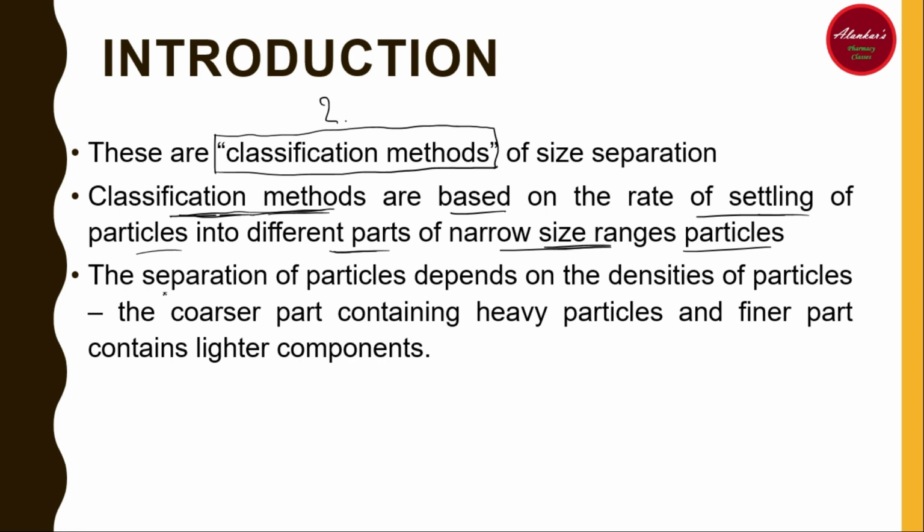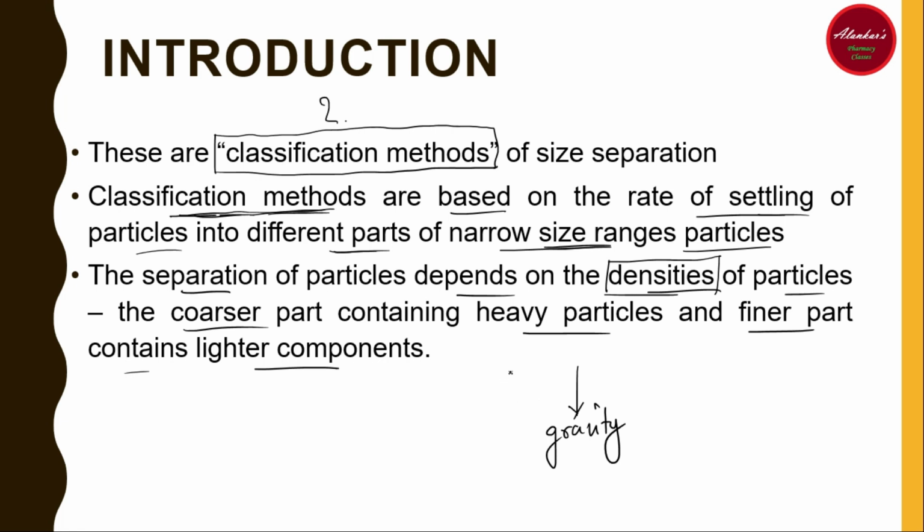Now the separation of particles depends on the densities of particles, the coarser part containing heavy particles and the finer part containing lighter particles. So in the case of classification methods, the separation is basically based on the densities of the particles. The coarser or heavy particles tend to settle first at the bottom of any container because of gravity. But the settling velocity of the lighter portion will be less, and on the basis of this property the particles may be separated out.